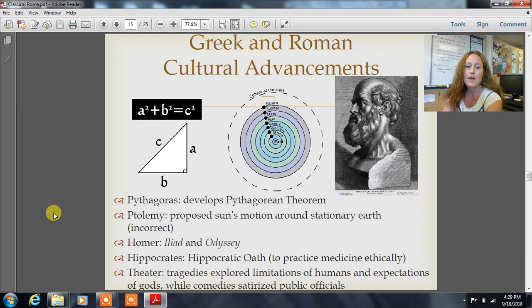Some of the intellectual or literary accomplishments: you have Homer, who wrote the Iliad and the Odyssey. I think a lot of you guys read that freshman and sophomore year in high school. Hippocrates, if any of you have parents that are doctors, you may have heard of the Hippocratic Oath. This is an oath that all medical practitioners take, that they're going to practice medicine ethically and how they're going to treat their patients, and that is traced back to Hippocrates. And theater, the Greeks are going to really promote tragedies and theater to explore the gods and human behavior. They're also going to use comedies to satirize public officials, and this will continue with the Romans as well.